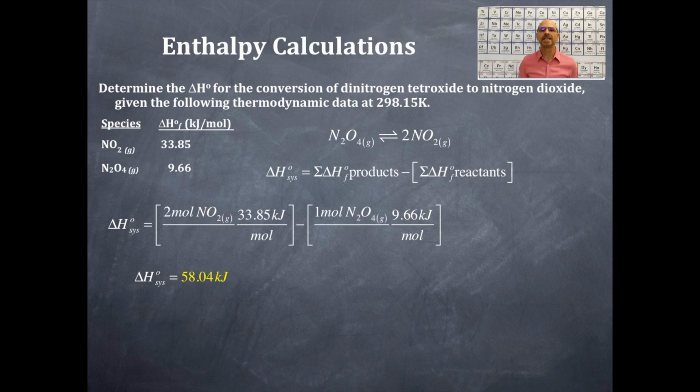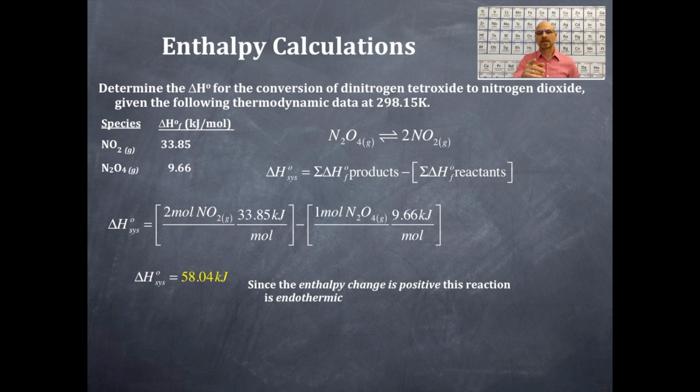What does this value indicate? Well, this value indicates, since it is positive, this is an endothermic reaction. So where does the heat term belong? If I were to place the heat term back into my balanced equation, I would have on the reactant side 58.04 kilojoules plus N2O4. That would be on my reactant side. Hopefully that makes sense for you.